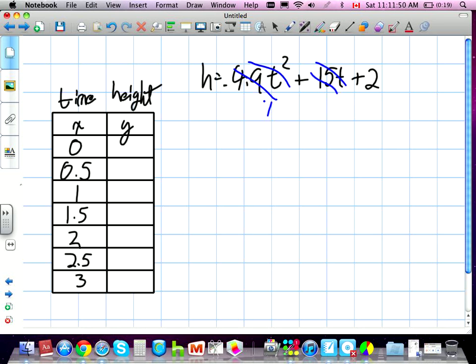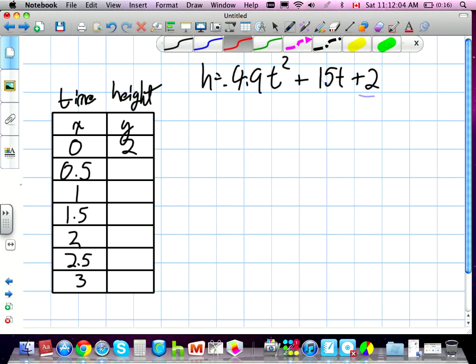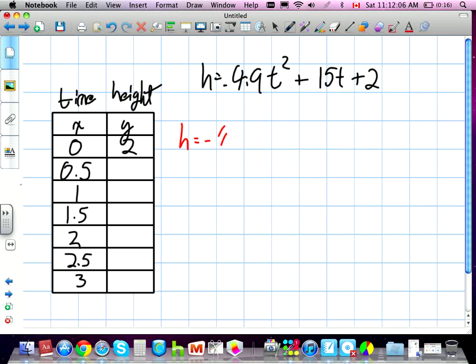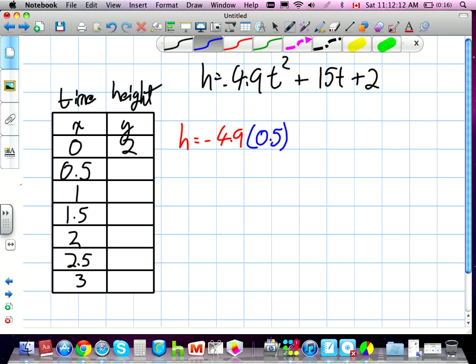0 squared is 0 times 4.9 is 0. 15 times 0 is 0. So you end up with 0 plus 0 plus 2. So your height ends up being 2 in this equation. Right? So that's your starting point. On your second one, we're actually going to plug it in here. So height is equal to negative 4.9, and then we'll plug in 0.5 squared plus 15 times 0.5 plus 2.